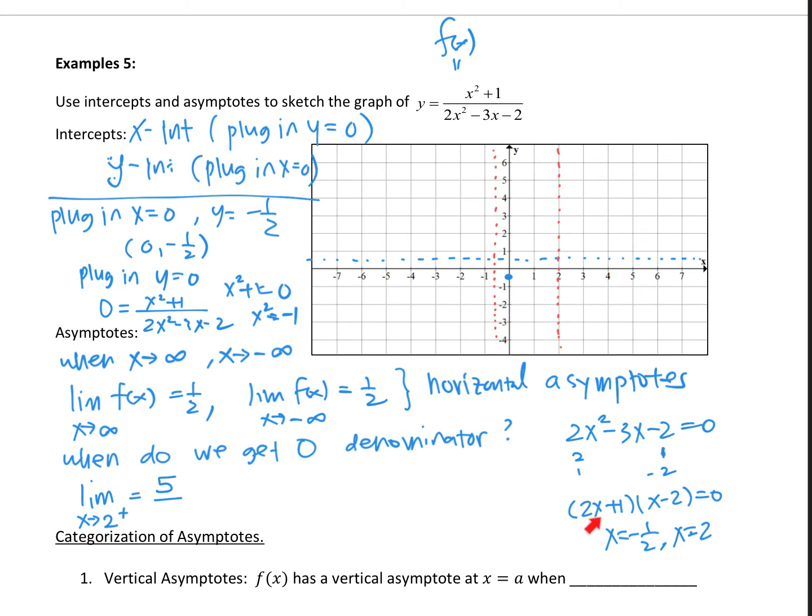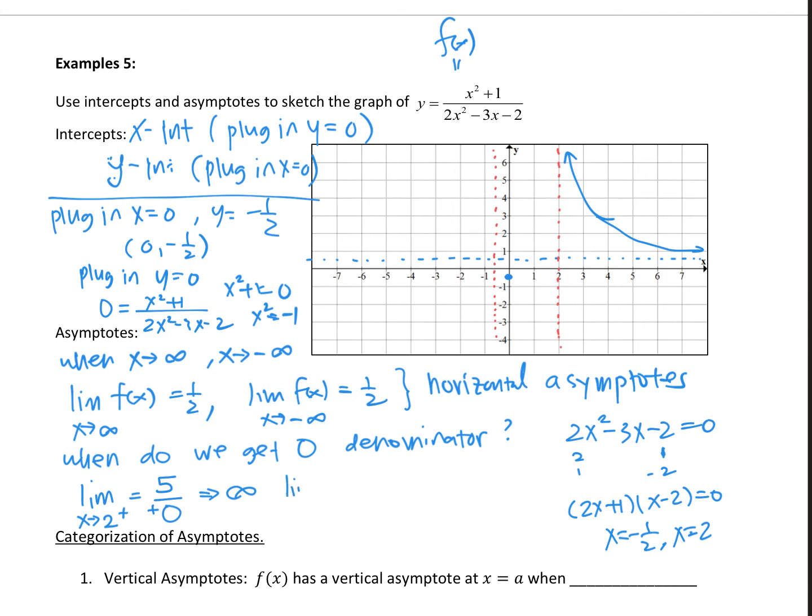Plug in like 2.1, that's positive. So positive times positive is positive. So this is going to be 0, but it's a positive 0. So this will be positive infinity. That means my graph is going to go up, so it's going to go up like this. That means my graph is going to go like this, right?